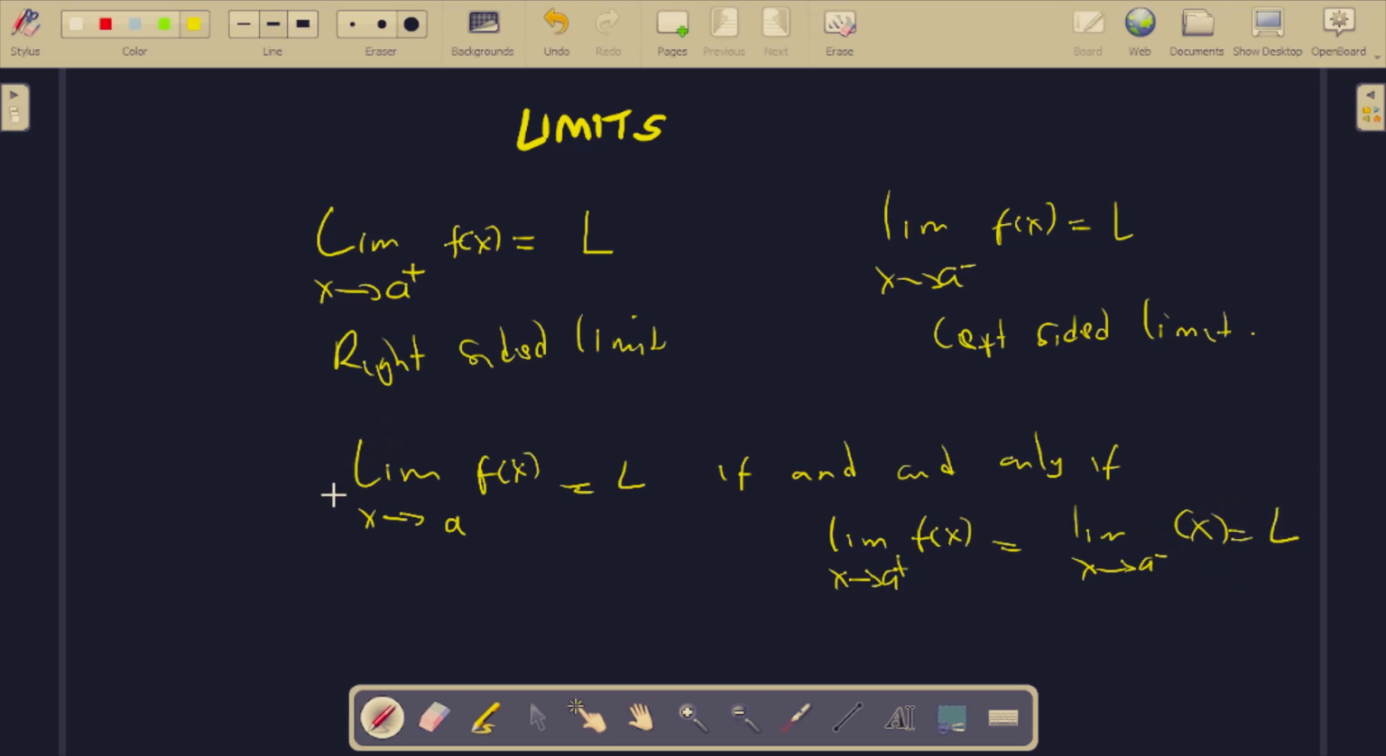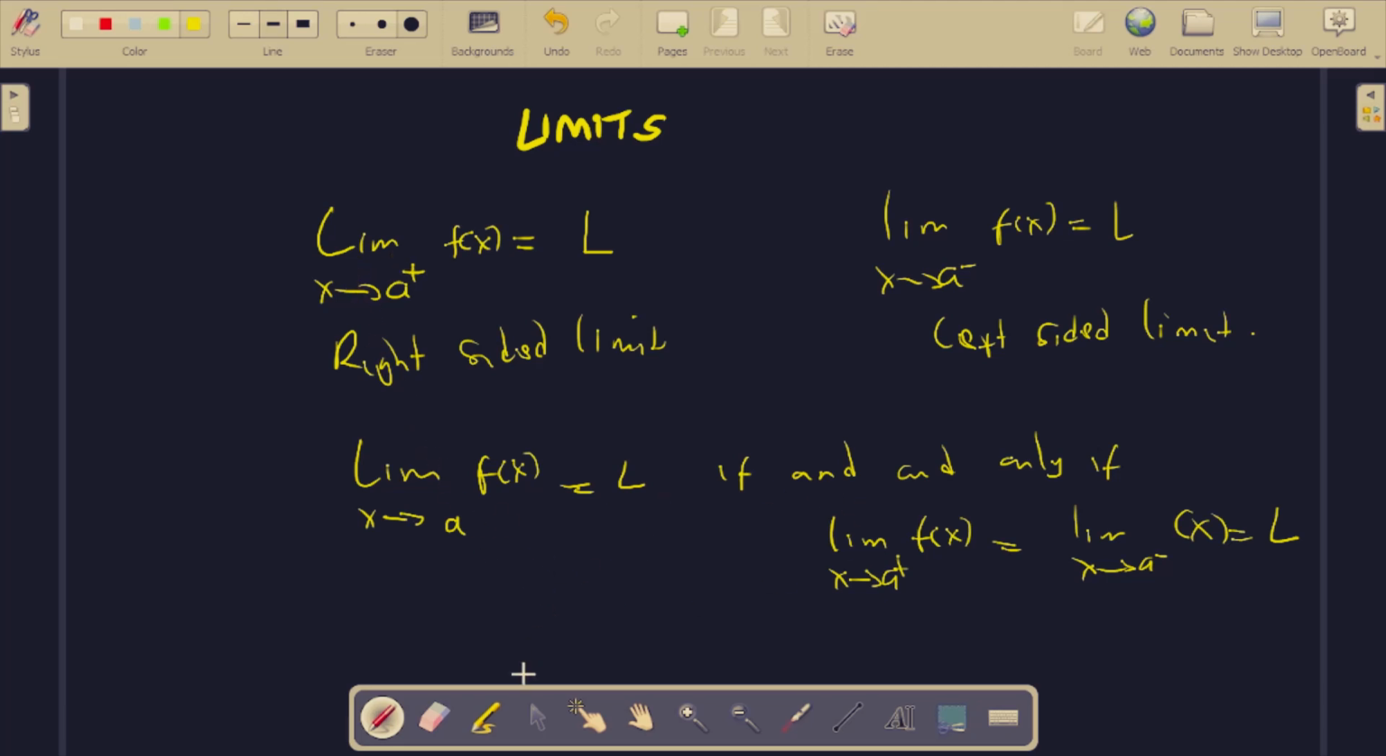So it means that the limit as x tries to approach a, that is from the left and right side, is going to be L. So that is the takeaway from this part of the video.